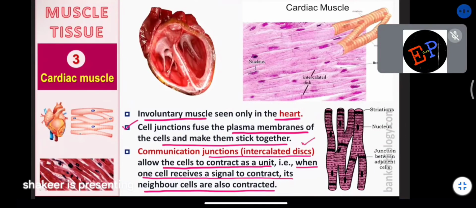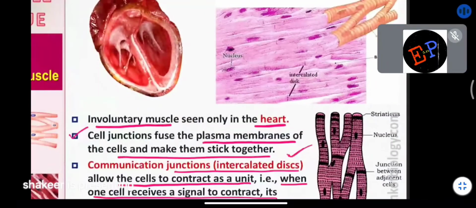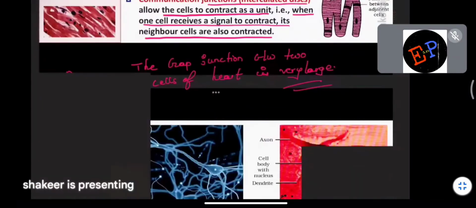So this combination of cells, you can call it an intercalated disc. This group of cells, what will you call it? You will call it an intercalated disc. In the figure you can find here, this is called an intercalated disc. This total region you can call an intercalated disc. It means this is a group of many cells which are interconnected to each other with the help of gap junctions. Fine? That's it. Okay.